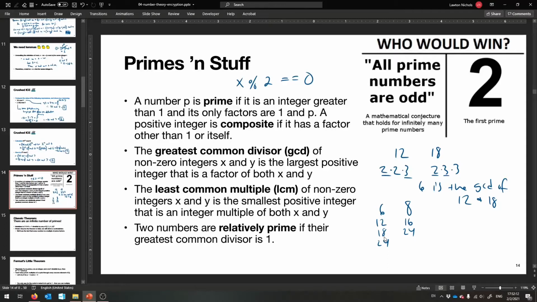Okay, so 24 is the least common multiple of 6 and 8. It's the smallest thing that they both share in common when you just start counting by 6s or counting by 8s. Yeah? That is the idea of least common multiple. And then finally, we have relative primeness.